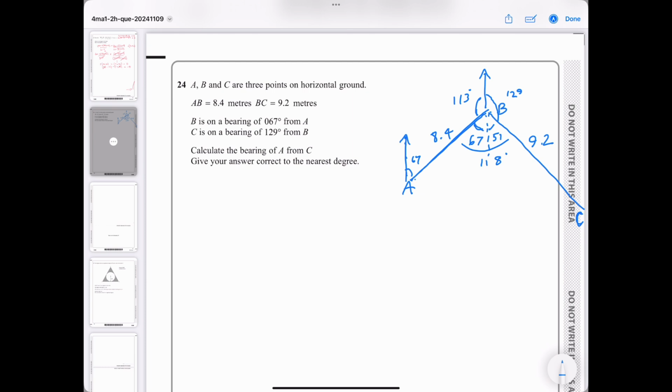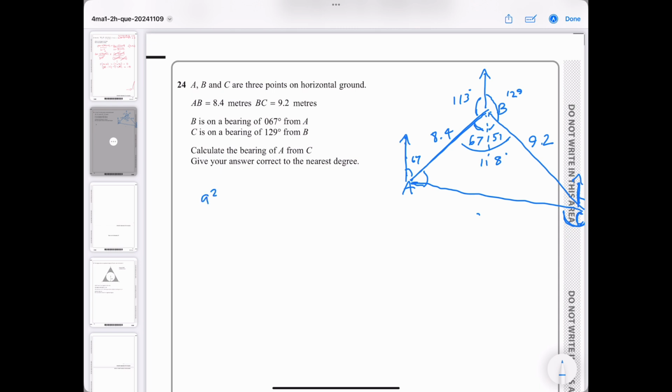Calculating the bearing of A from C, so that is this. So you've got to go all the way around and up that way. So, yeah, we know that's 118. I don't know what that is. I was going to find out how long that was by using the cos rule. And if you do that, then we can use that to find out what that is. Okay, so we're going to use the cos rule.